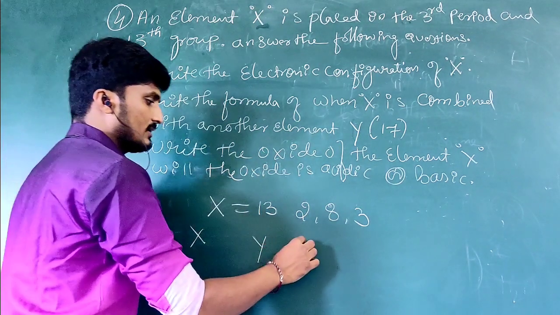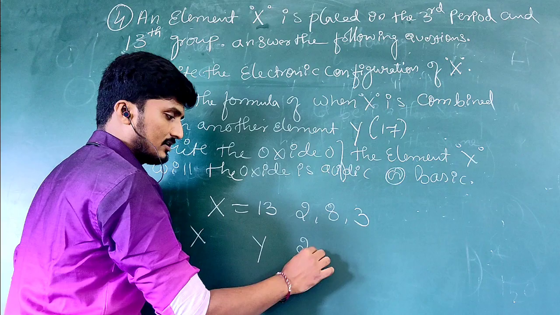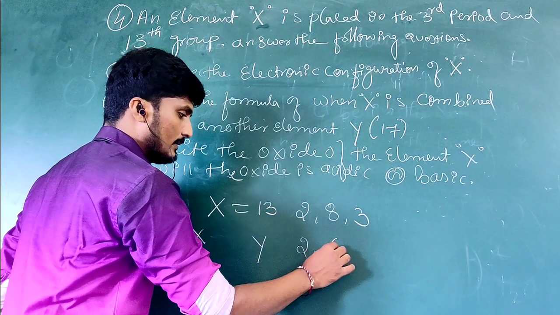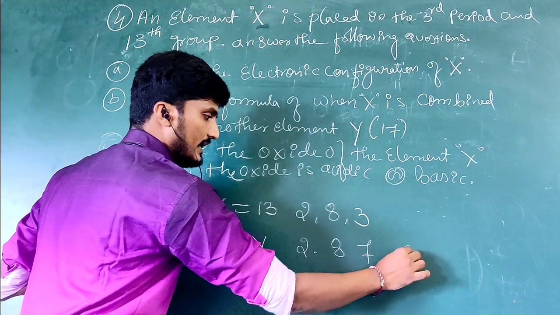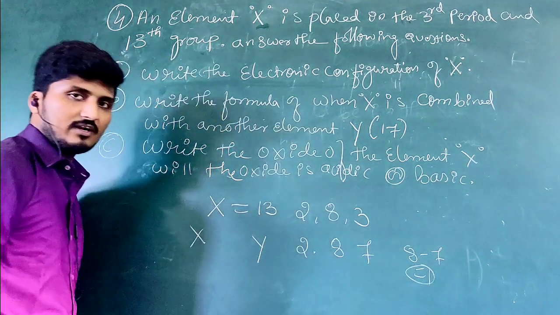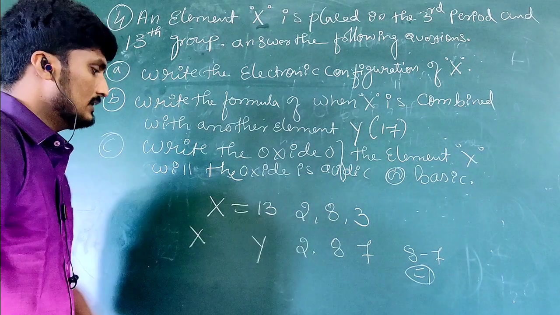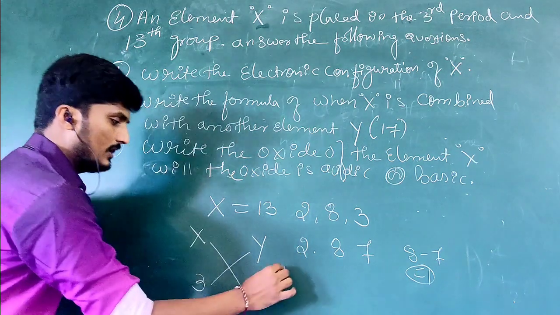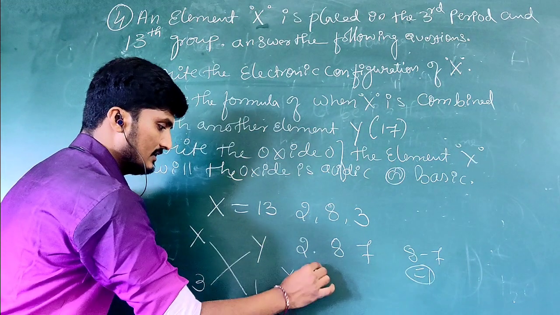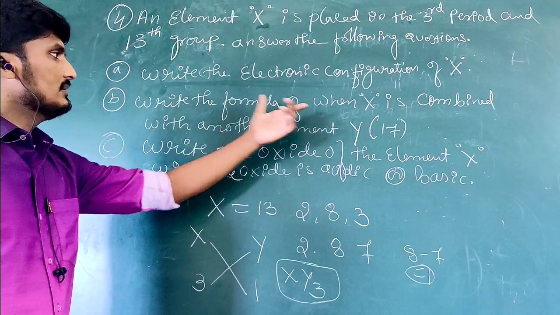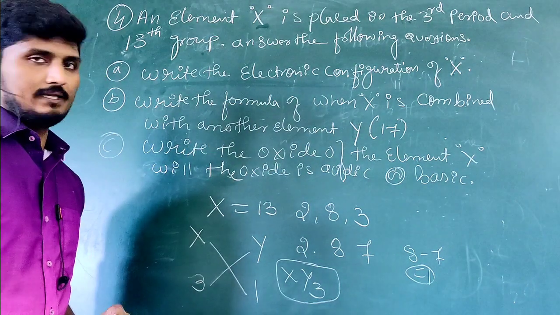And Y atomic number is 17, so write down its electronic configuration so that it is easy to find out the valency. So it's 2, 8, 7 is there. So 8 minus 7, valency will be 1. This is the way how we can find out the valency. Okay. So X is 3 and Y is 1, cross multiply. What is the formula? XY3. So this is the molecular formula when X is combined with the Y.